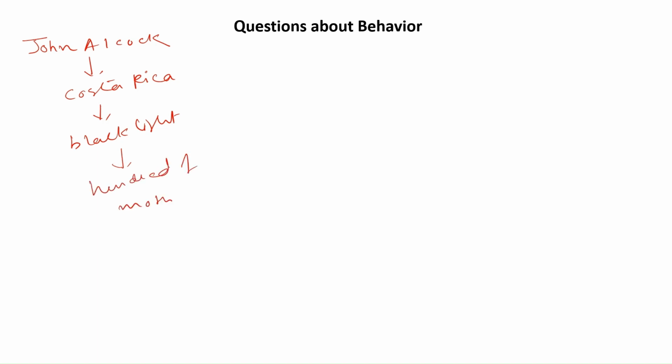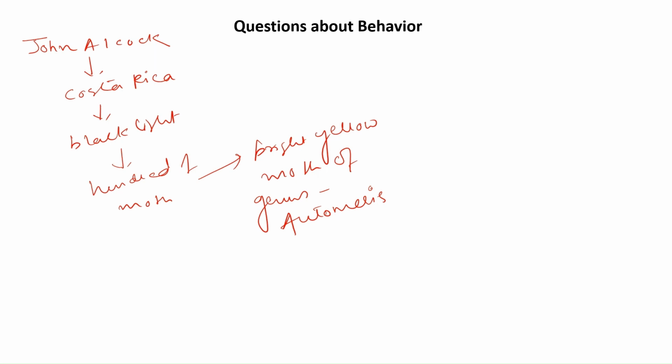Now, one morning, he found a bright yellow moth of genus Automeris. When he carefully touched or picked up this moth, the moth was very sluggish and did not give any response. But as soon as he poked the moth, it flipped its wing. Because of this wing flipping, its hind wing, which was earlier hidden behind the forewing, got exposed.